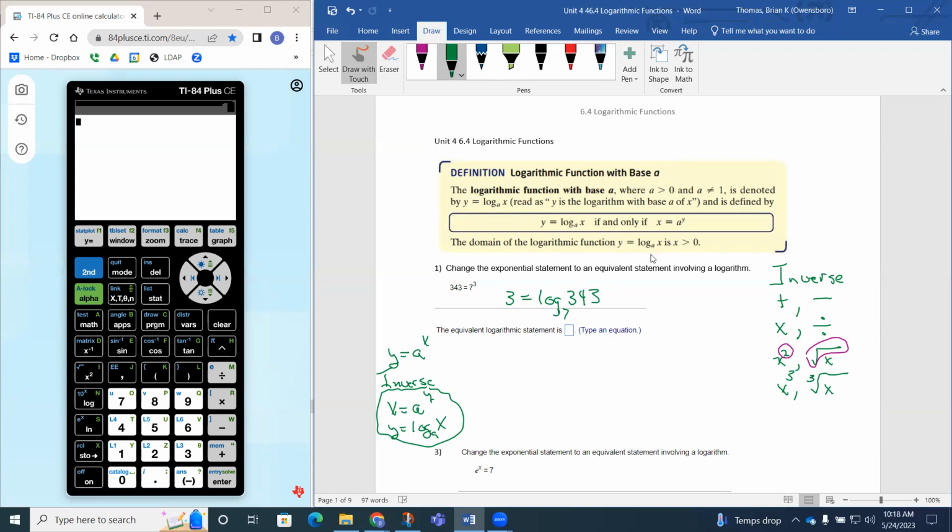The key thing to pick up on in changing an exponential form into a logarithmic form is that the exponent comes over to one side of the equation. The base is going to be the subscript of the logarithm. And then the remaining piece becomes what we take the log of. So the log of 343 base 7 is going to equal this 3. That's how that is going to look.